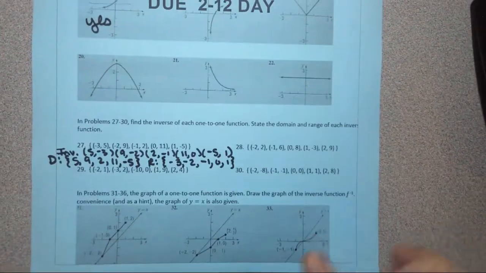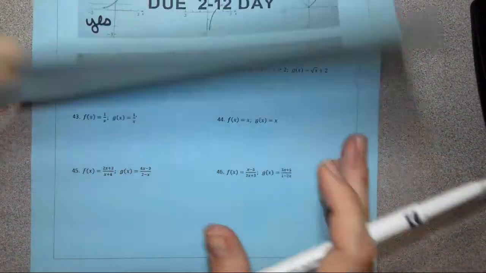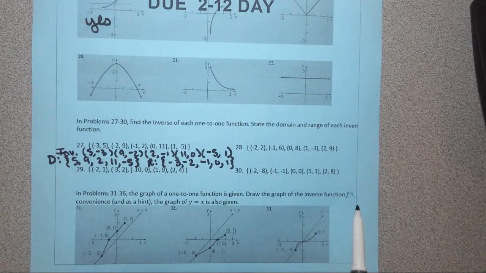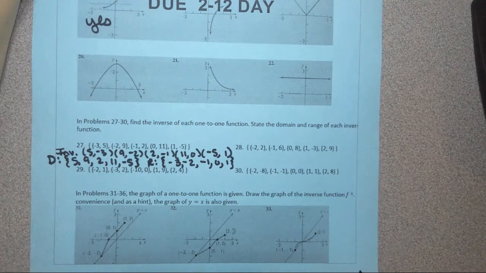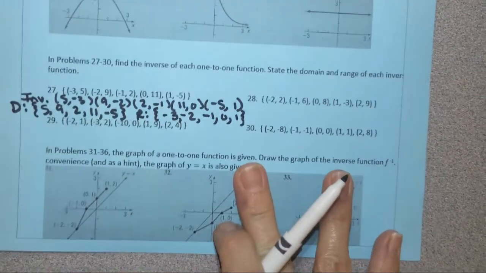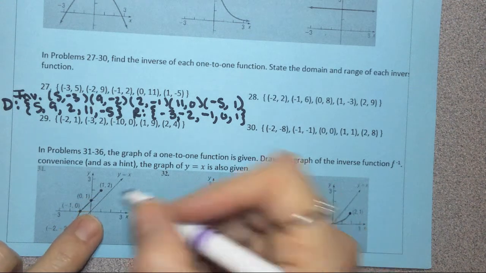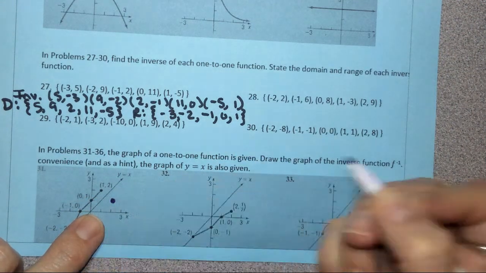On 32 through 36, draw the graph of the inverse function. For convenience, and as a hint, the graph of y equals x is also given. So on these problems, this is where you just flip the x and the y, and then you graph it. So they gave me the point 1, 2. I'm going to graph 2, 1.